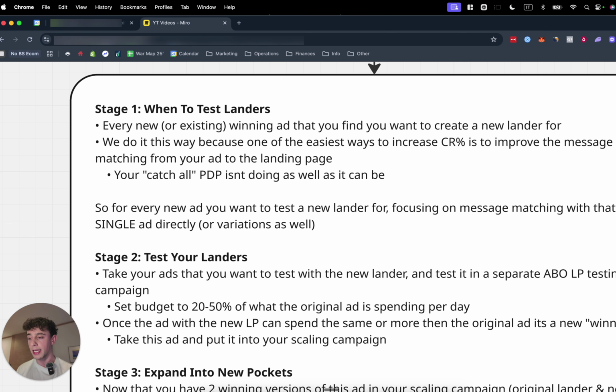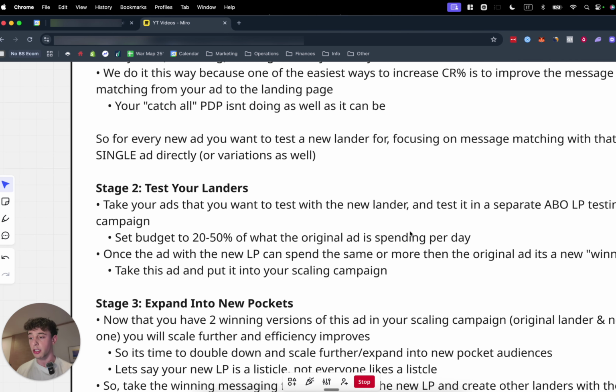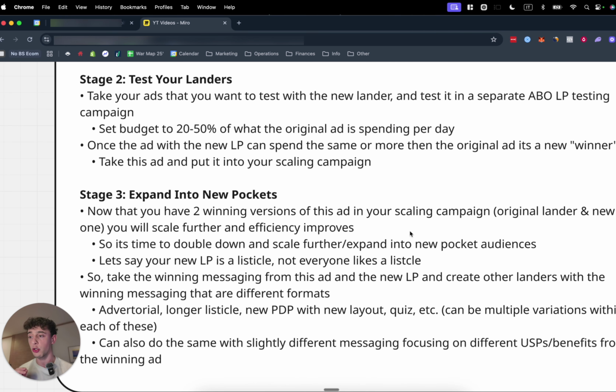So now that's a winner. You can take this ad, take the post ID, and put it in your scaling campaigns, right? Because you'll scale it further now, okay? That's how that works. Now, stage 3 is expanding into new pockets, right?